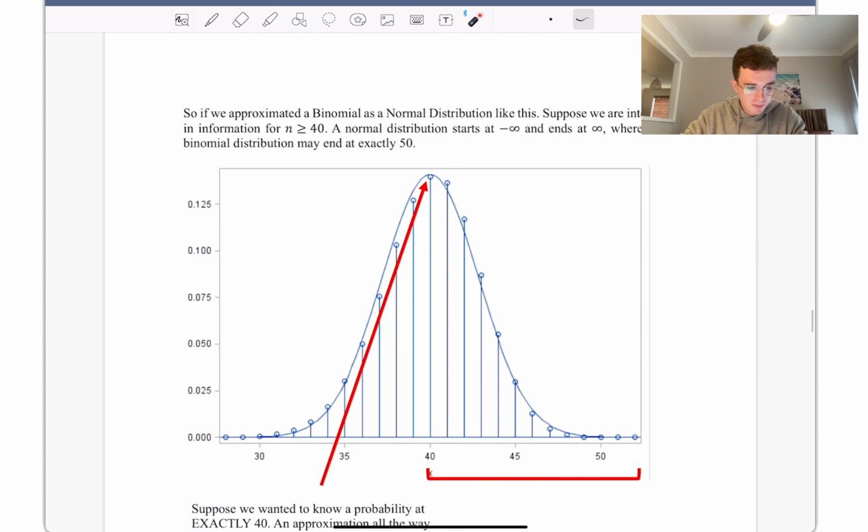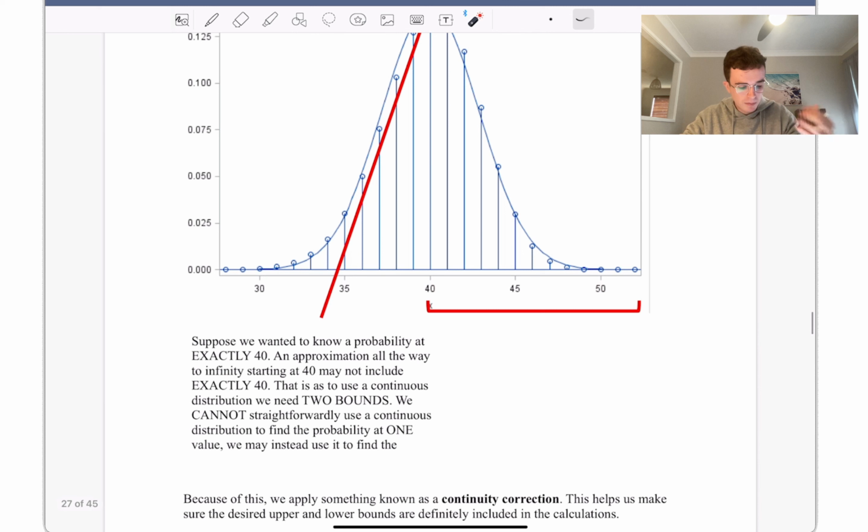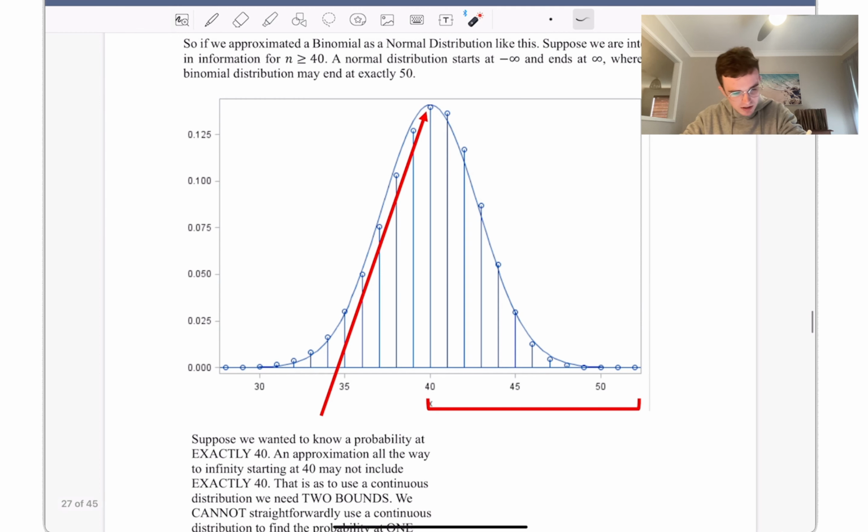So if we approximated a binomial distribution as a normal distribution, suppose we're interested in information for greater than 40. Well, a normal distribution starts at negative infinity and goes to positive infinity, whereas this binomial distribution might end at exactly 50 and start at exactly 40. So suppose we wanted to know the probability at exactly 40. An approximation all the way to infinity may not include starting at exactly 40. If we approximated this curve, it mightn't include exactly 40.